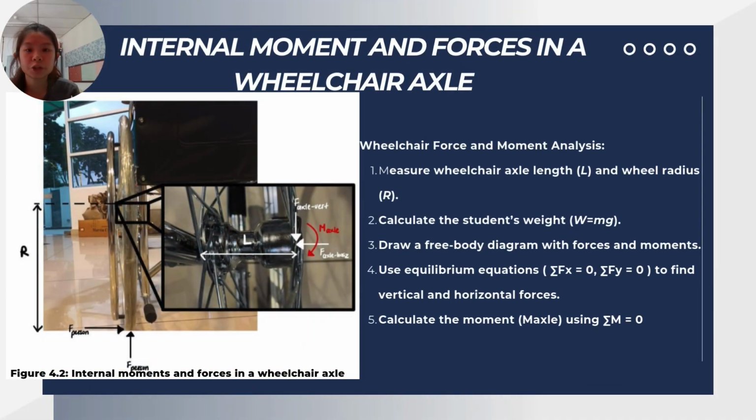To calculate the internal moment and forces in a wheelchair axle, first we measure the wheelchair axle length and wheel radius. Calculate the student's weight with the formula W equals mg. Draw a free body diagram with forces and moments, just like shown in the picture, and use the equilibrium equations, summation of Fx equals 0 and summation of Fy equals 0, to find the vertical and horizontal forces. Lastly, calculate the moment using summation of M equals 0.